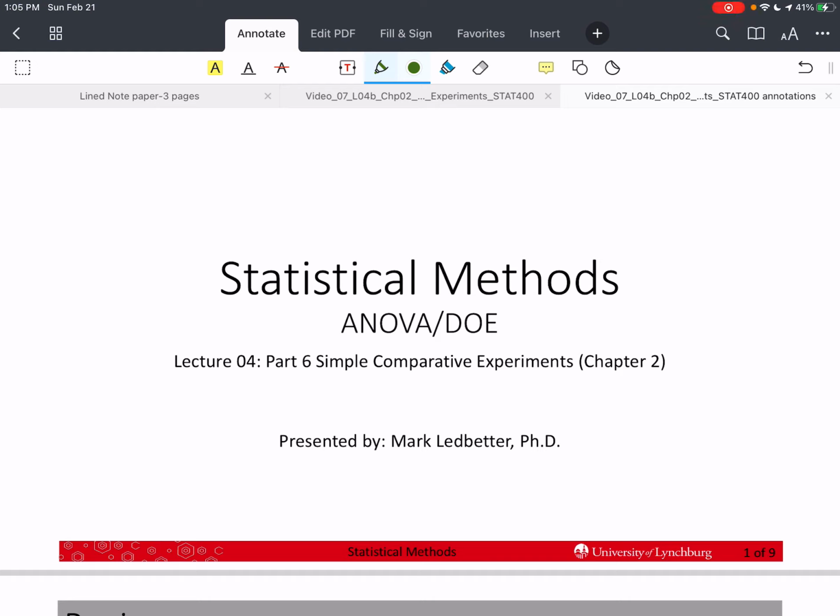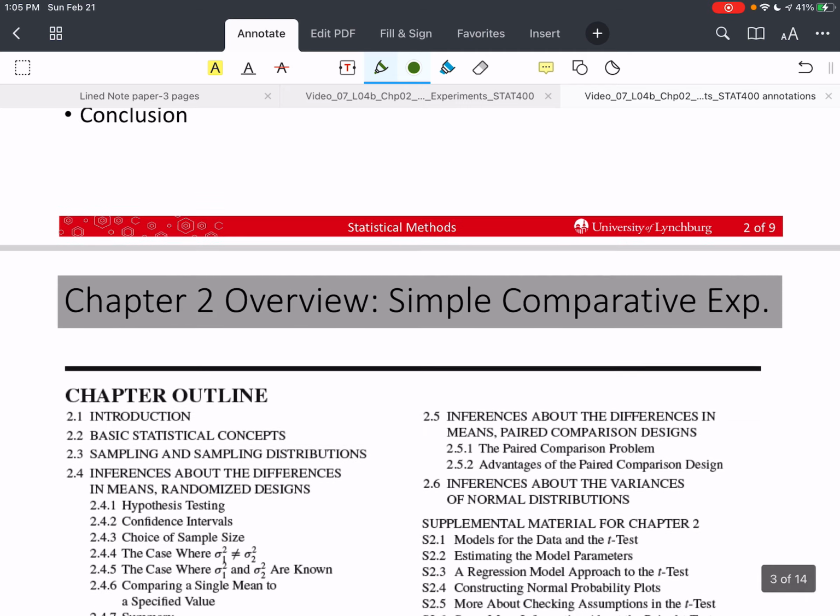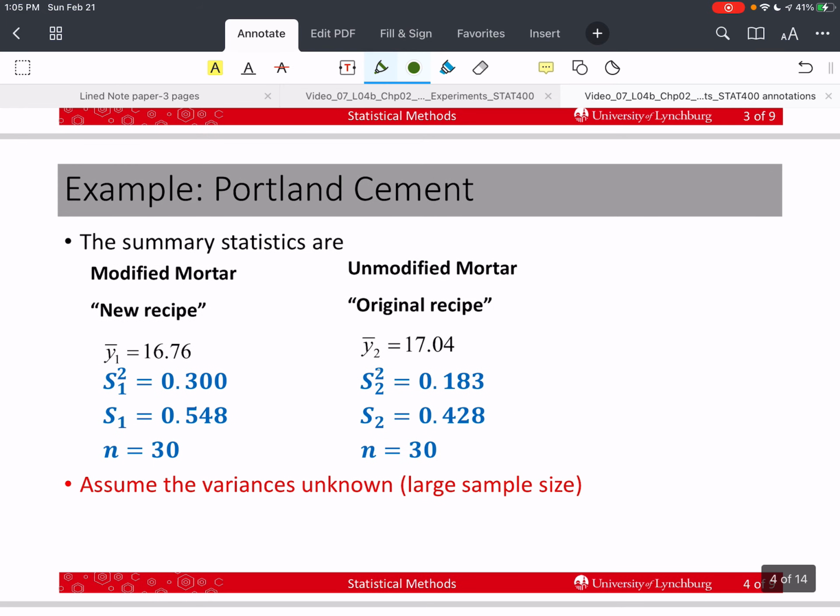I'm Mark Ledbetter. This is lecture 4, and we are in part 6 of chapter 2. We have been discussing hypothesis testing. We have actually performed 3 hypothesis tests using the same data. So there is one last case that would be a possibility for testing data, the 2-sample case, and we have not looked at it. In order to do so, we need to make some modifications.